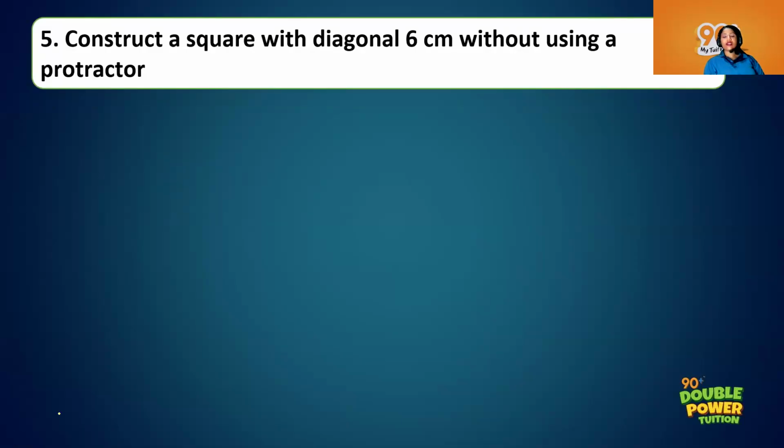Construct a square with a diagonal of 6 cm. That's the question. I already taught you in the last class. Since Gauri and the others were not there, I will explain it again. First, draw a straight line of 6 centimeter. Measure 6 centimeter in the compass and mark it.